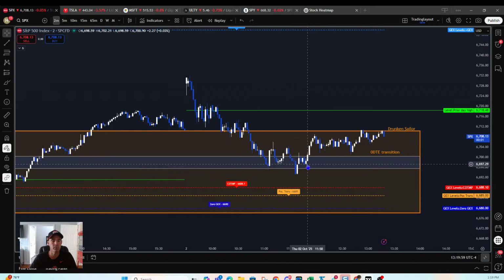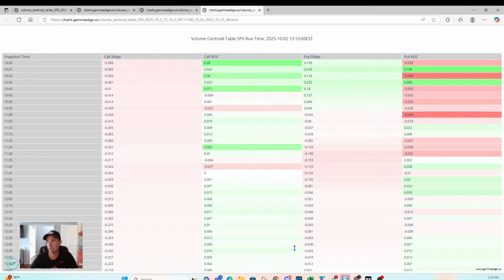So you can tell that once the put centroid starts going positive, and the rate of change is positive, then that means that out-of-the-money put speculation is starting to degrade. So most likely we're not going to go lower from that point. So that's how we use our intraday volumetrics and tools.